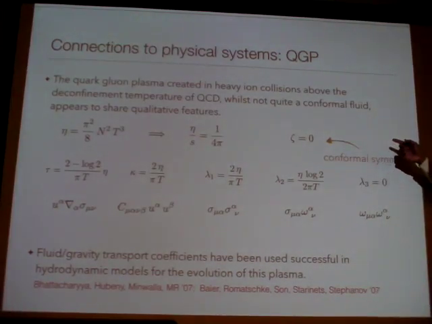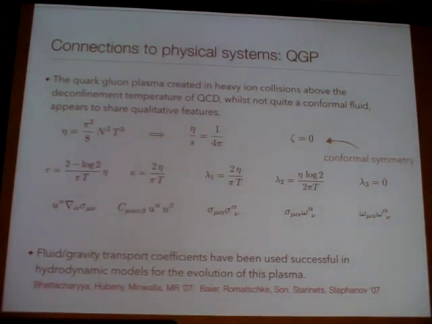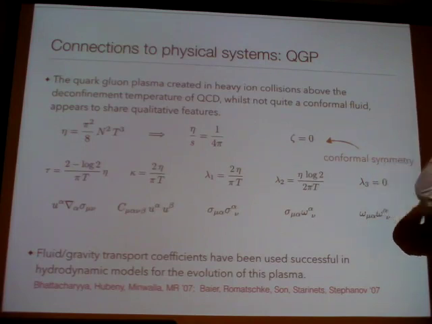There's a bulk viscosity, which I showed you. That bulk viscosity for this class of fluids is 0 by symmetry. If you have a fluid which has scaling symmetry, then you can't have bulk viscosity, because the bulk viscosity corresponds to the mode of the fluid where the fluid expands back and forth. And this mode is inconsistent with scaling symmetry.